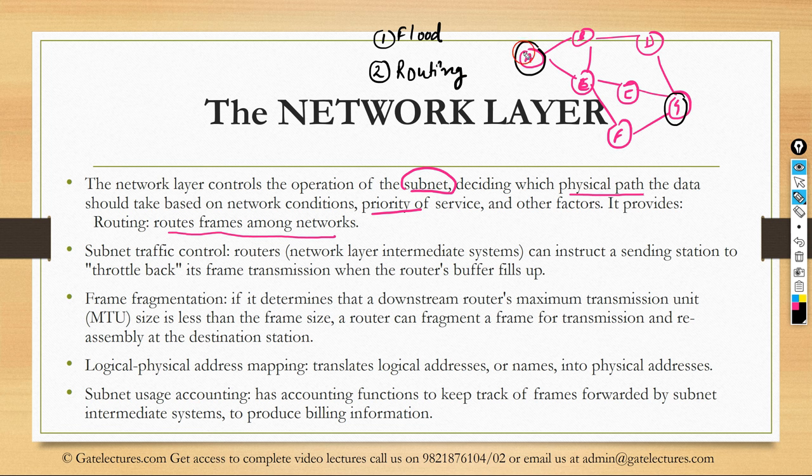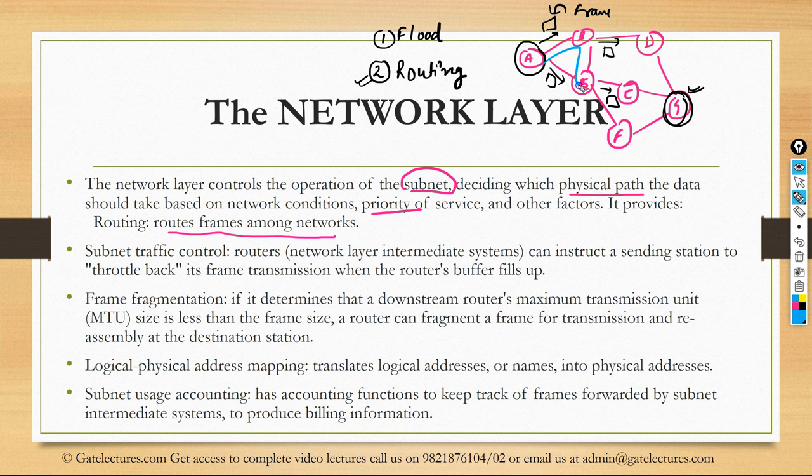Flooding means that in this entire network you are going to send the same data packet in every possible route. Because every frame has the destination address, as soon as the data packet reaches the destination, the destination is going to accept it, and obviously it guarantees that the data packet will reach the destination. But in case of routing, we find out the route which the data packet should take.